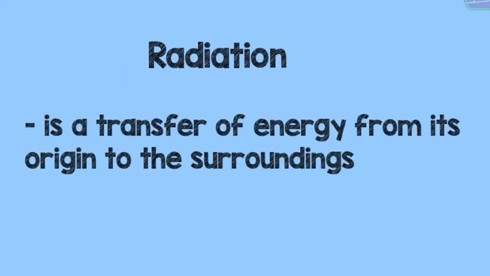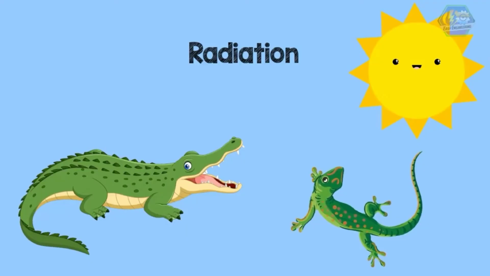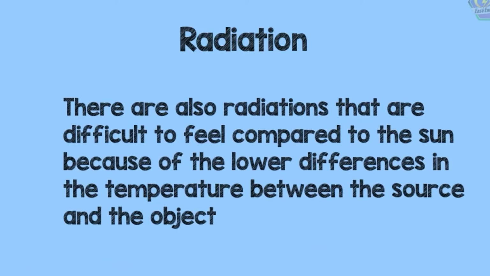The last type of heat transfer is radiation. Radiation is a transfer of energy from its origin to the surroundings. The most common example of heat transfer by radiation is what we experience every day. It is sunlight. Like alligators and lizards, they use the radiation of the sun to warm their bodies. There are also radiations that are difficult to feel compared to the sun because of the lower difference in temperature between the source and the object.